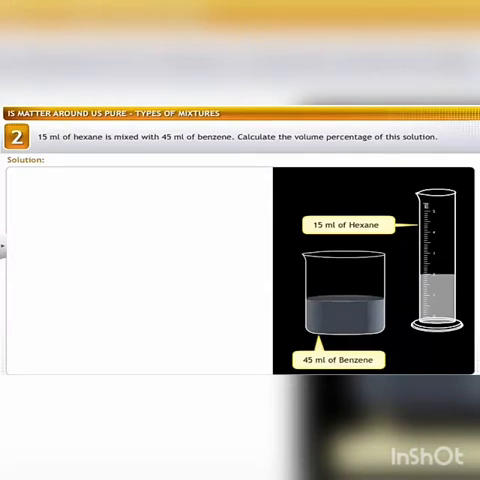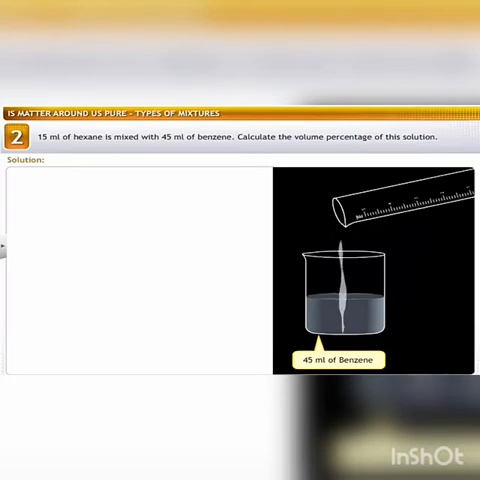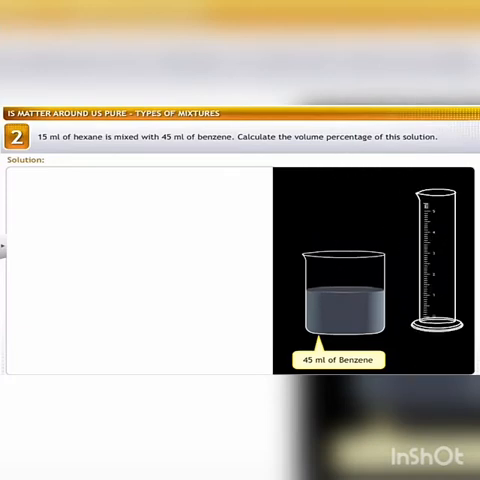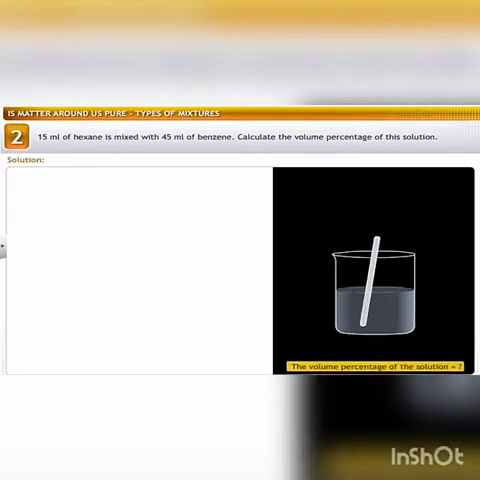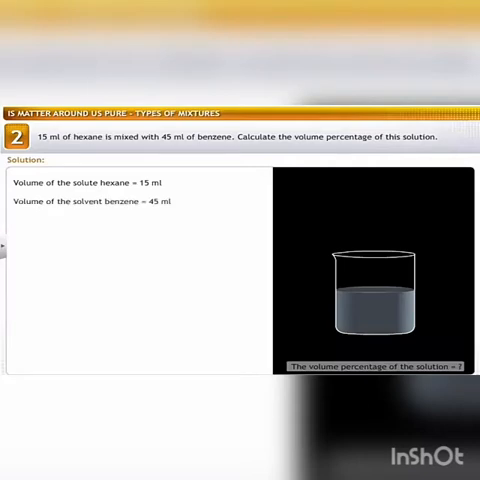15 milliliters of hexane is mixed with 45 milliliters of benzene. You want to calculate the volume percentage of the solution. In this problem, the volume of the solute, hexane, is 15 milliliters and the volume of the solvent, benzene, is 45 milliliters.